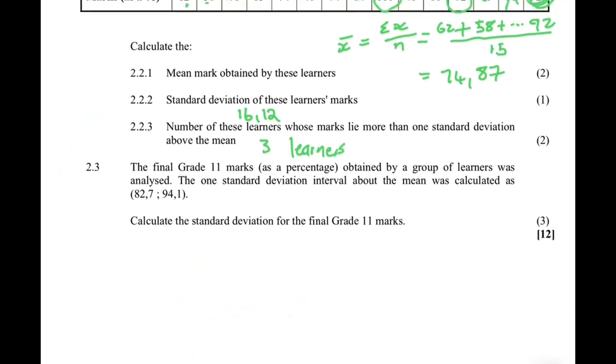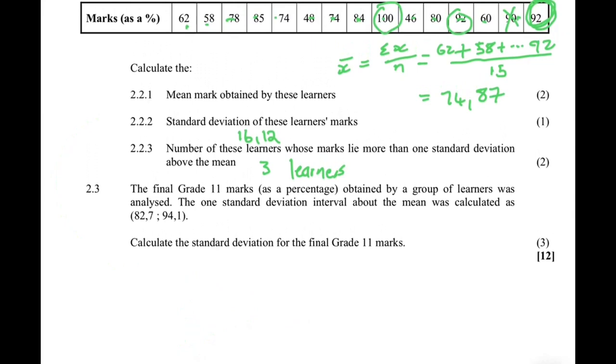2.3 says the final grade 11 marks as a percentage obtained by a group of learners was analyzed. The 1 standard deviation interval about the mean, so below and above, right, was calculated as, and we're given the points then. Calculate the standard deviation for the final grade 11 marks. So we want the standard deviation, right?